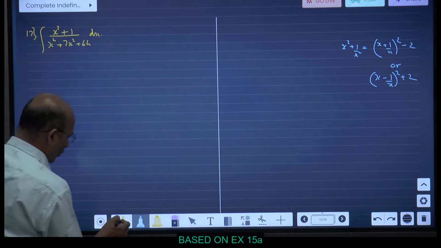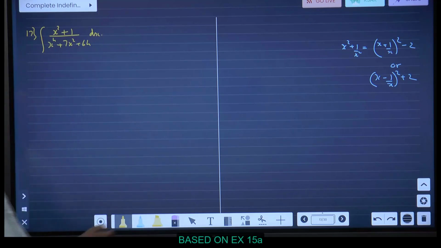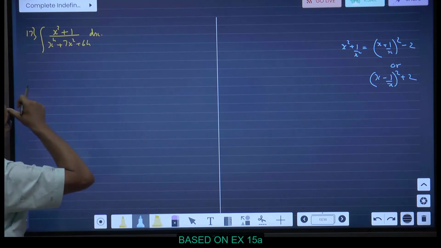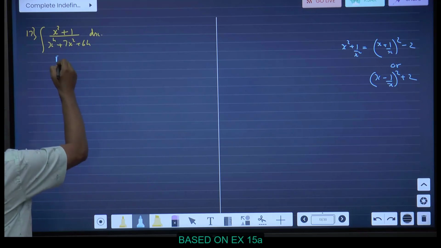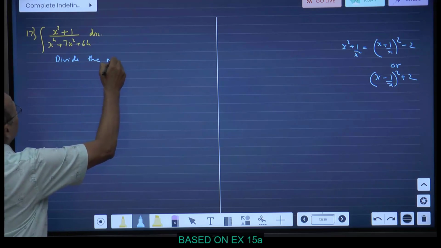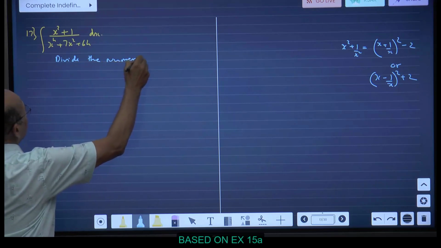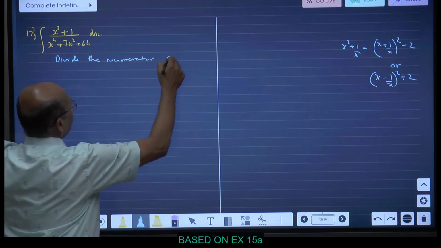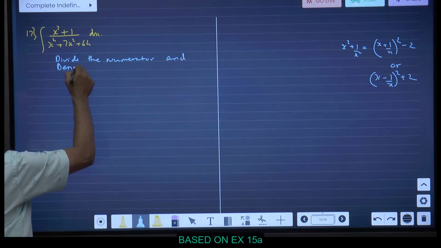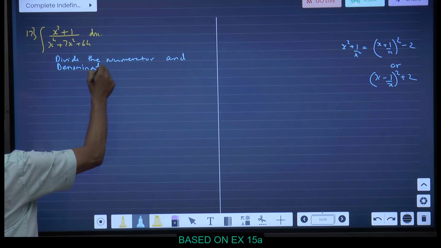Okay. Now, what I do in all these sums, whenever you have this pattern of sum, is divide the numerator and denominator by x square.